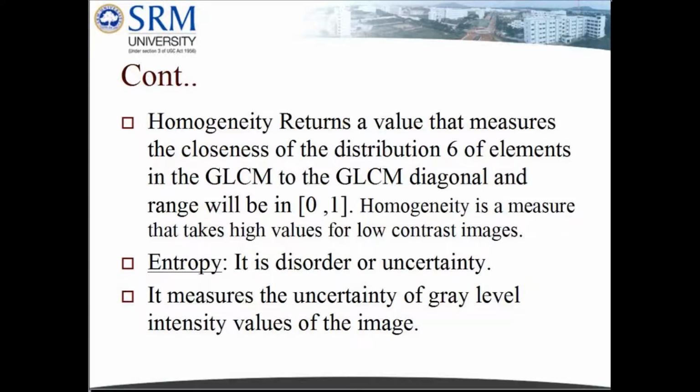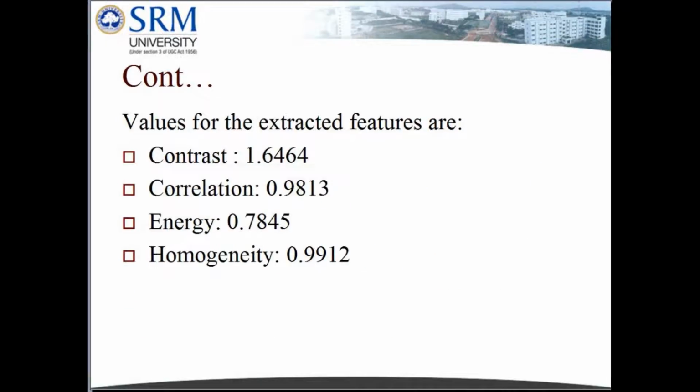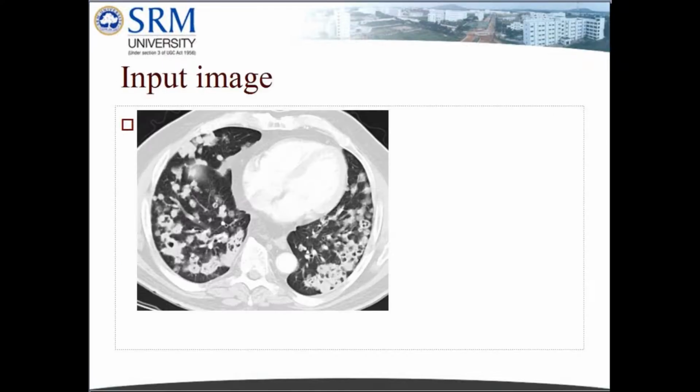The next are the values of the features which I have extracted. These are the contrast, correlation, energy, homogeneity. Contrast is 1.6464, correlation is 0.9813, energy is 0.7845, and the homogeneity is 0.9912. These four features are for my input image, which I have shown in this PPT.